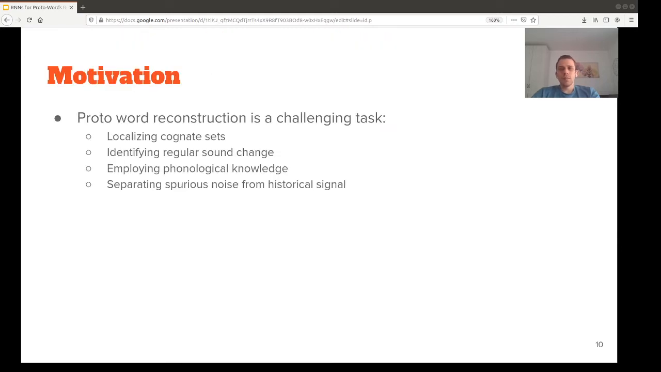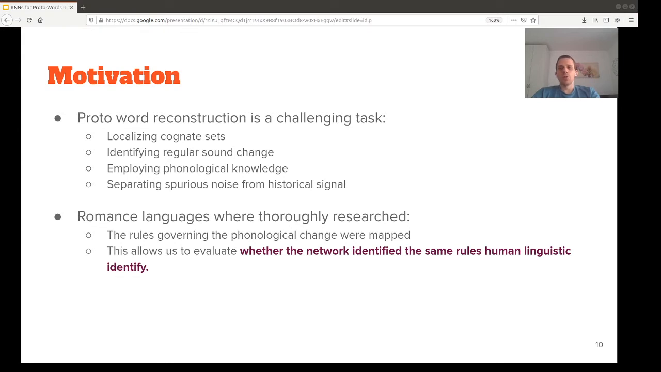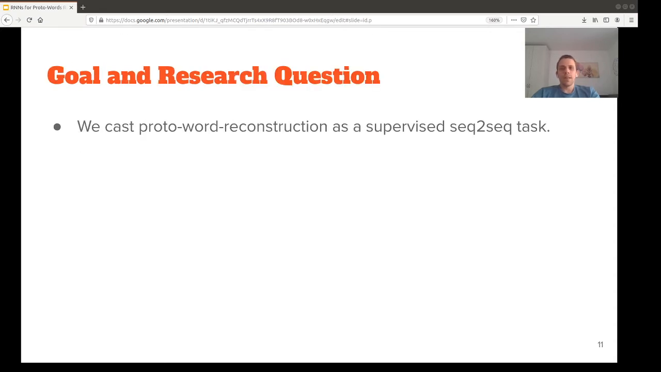This is not an easy task. Word reconstruction relies on several intermediate tasks, such as finding a set of cognates, identifying the sound changes, and employing the phonological knowledge in order to reconstruct the original sound. We focus on the Romance languages since they are thoroughly researched, and the rules of phonological change are already pretty much mapped. This allows us to test whether the model learns the same rules historical linguists have identified. This is not possible in other NLP tasks, parsing for example, where linguists still argue about the right theoretical explanation for various phenomena. We cast the problem as a seq-to-seq problem.